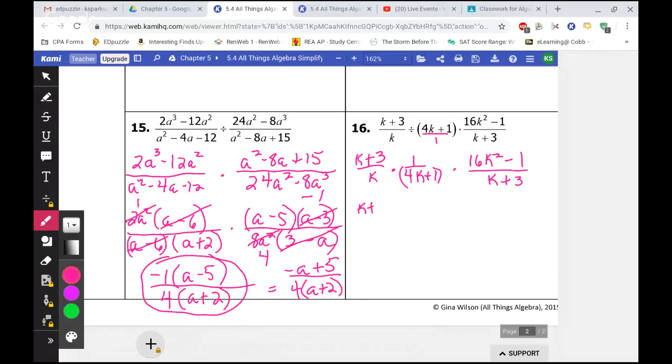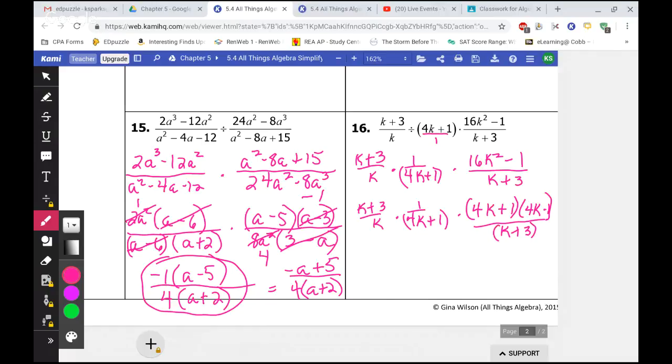Nothing can be factored out of this first one. And nothing can be factored out of this second one. But this final one, the top, I'm hoping you guys are starting to recognize the difference of two squares. 16k squared and 1 are both squares, and that's the difference of two squares. So that factors to 4k plus 1 and 4k minus 1, all over k plus 3.